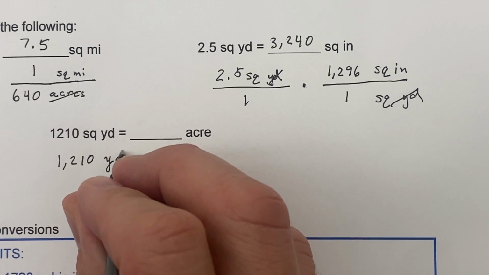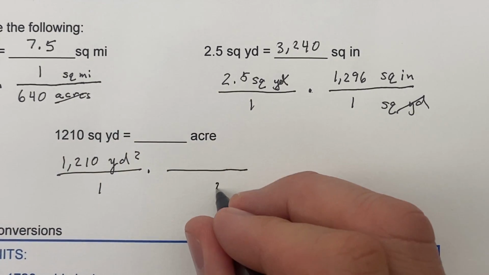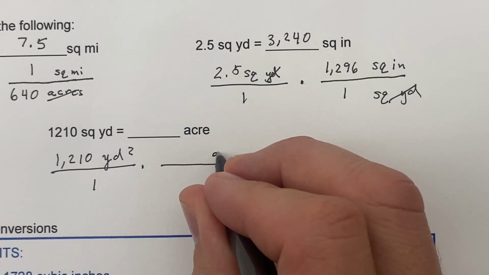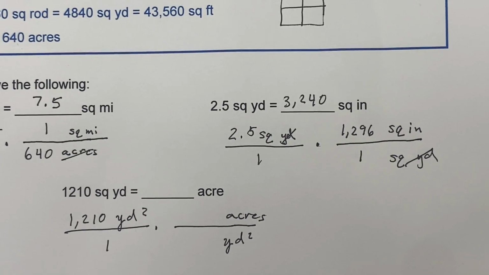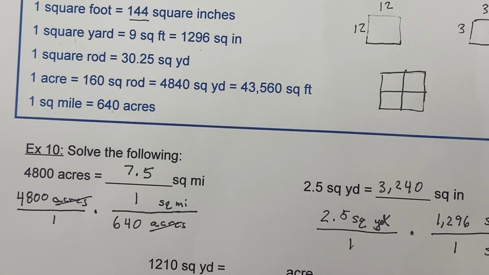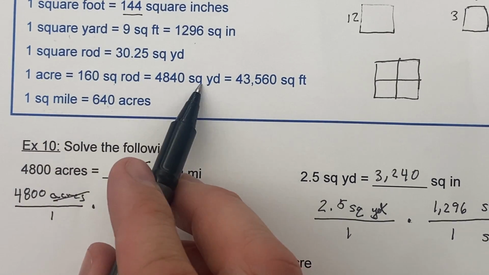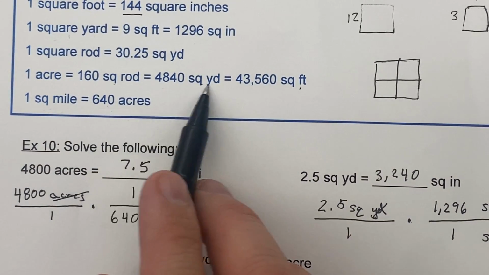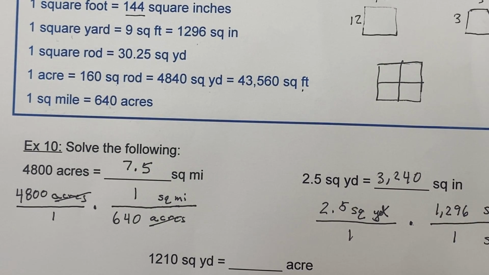1,210 yards squared. We want to go to acres. Do we have that conversion here? We don't. I bet we do. 1 acre, there it is. We got square rods, we got square yards, and square feet. There's our square yards. 4,840. So 1 acre. Now the 4,840 goes down below, and this is why it's important.